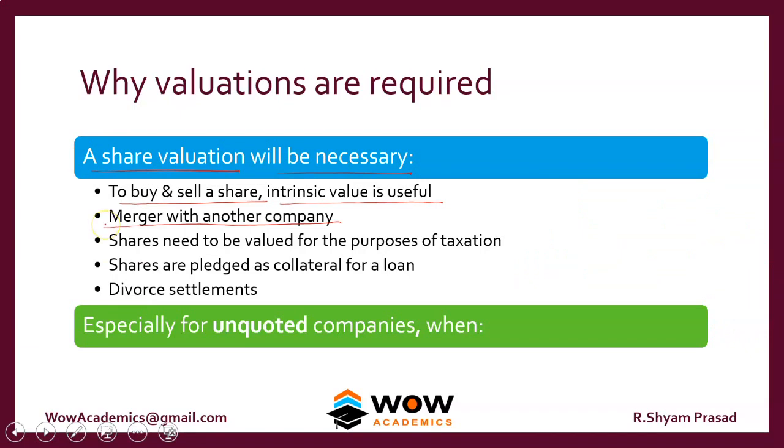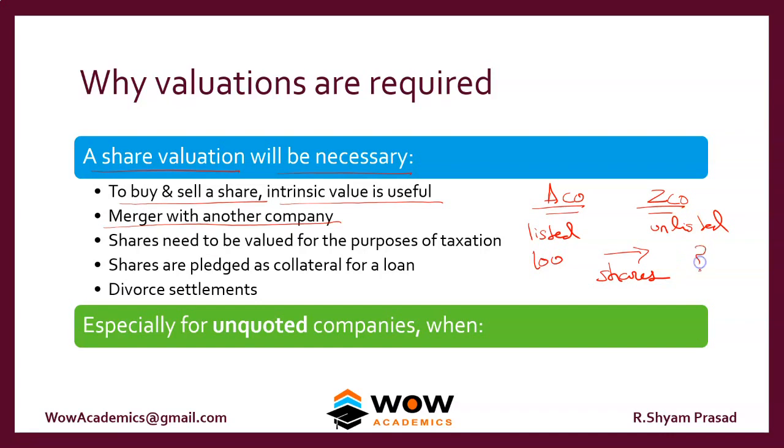The next one is merger with another company. Here we assume that you are running a company called ACCA, and you want to buy another company called ZCA. ACCA, your company, is a listed company, and ZCA is an unlisted company. So you try to buy ZCA using your shares. Your share value is 100 rupees, and you don't know the value of the other company. So you try to value ZCA through its intrinsic value.